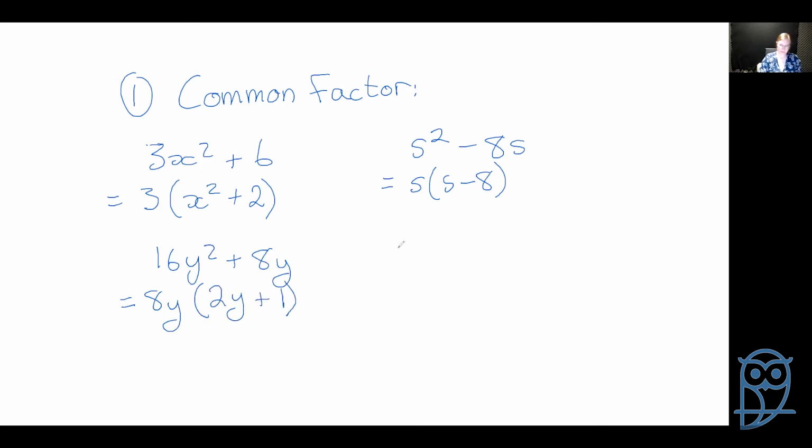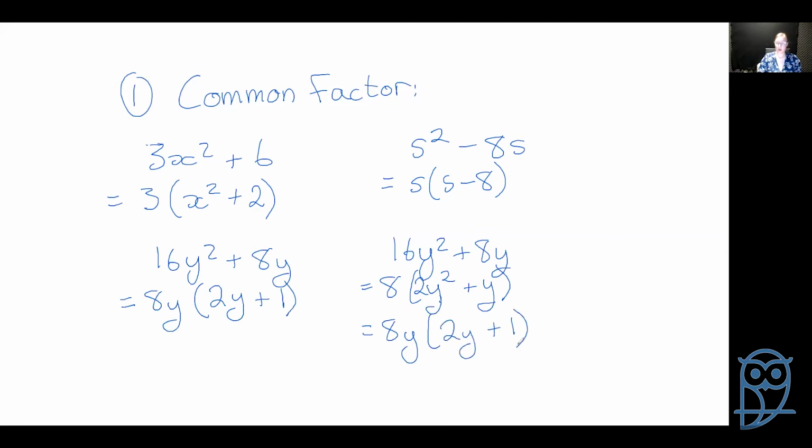If you are unsure, do them in separate steps. So if we have 16y squared plus 8y, then we can take out an 8 first, which leaves us with 2y squared plus y. And then we can take out a y. So then we have 8y over here, which leaves us with 2y plus 1. We get the same answer. If you are unsure, you are nervous, you are very, very stressed for time in your exams, do this method. It's fine. They are not going to penalize you for taking one extra step.